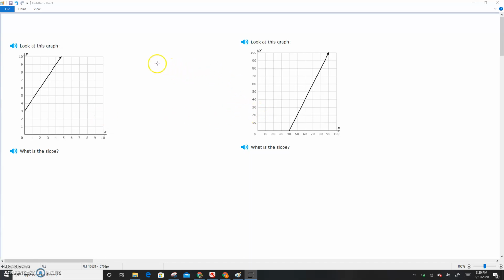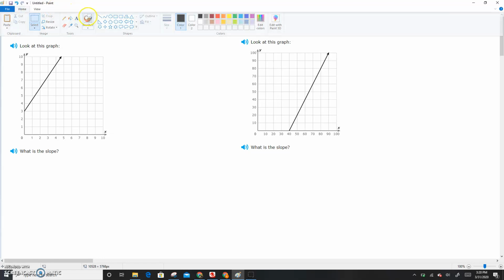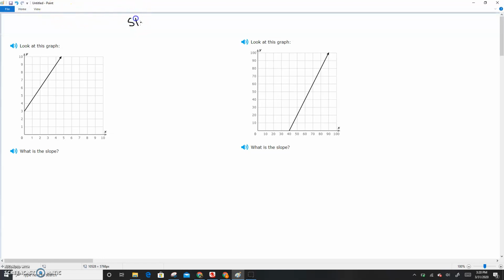Back in your eardrums talking today about slope, but this time, oops, it would help if I had a brush pulled up. Slope, this time from a graph.